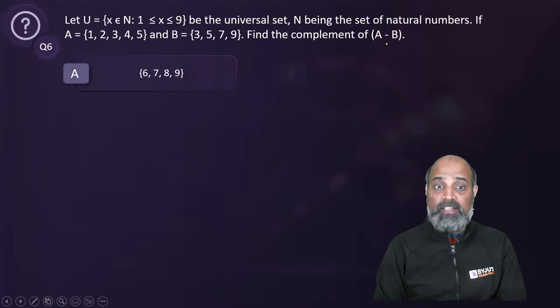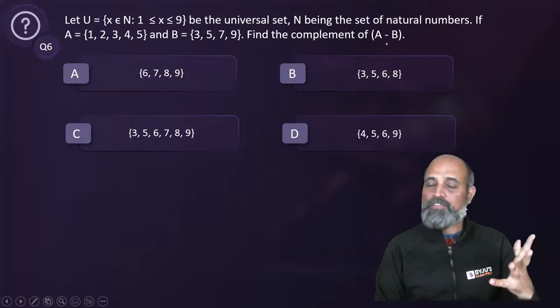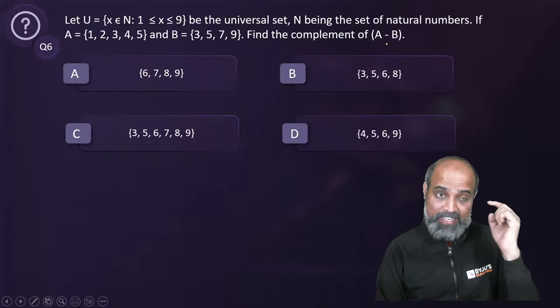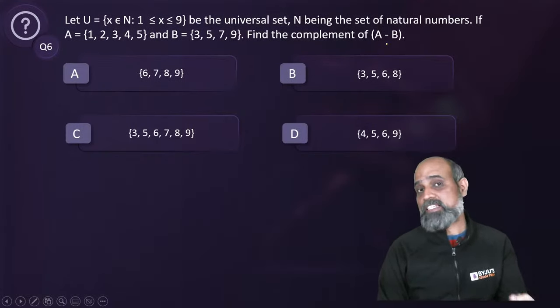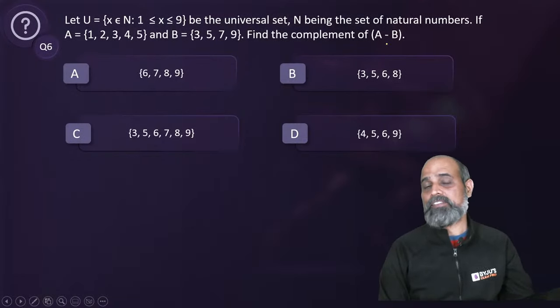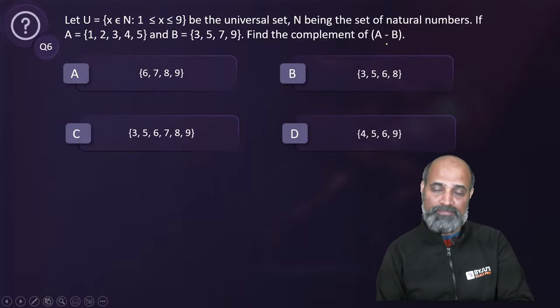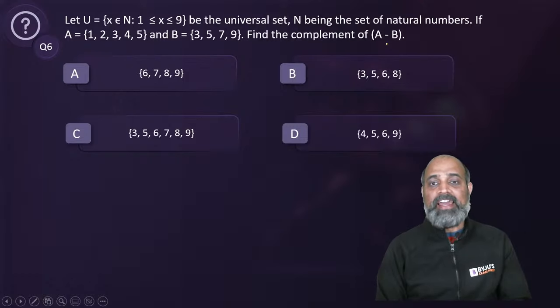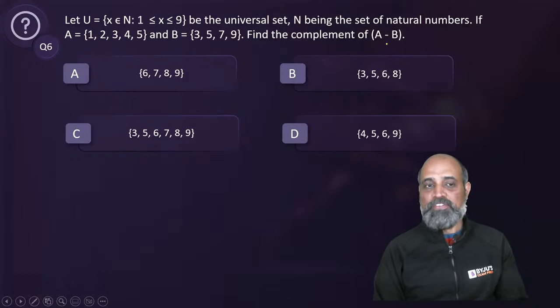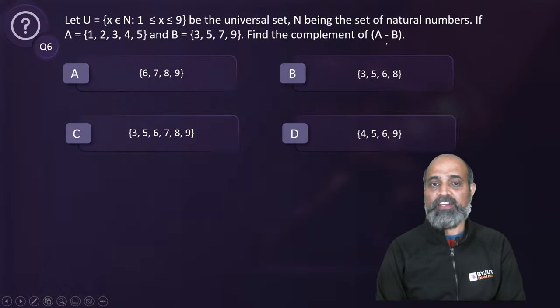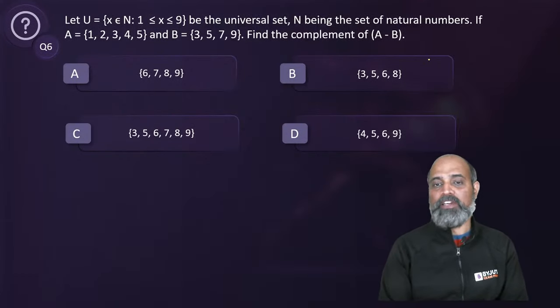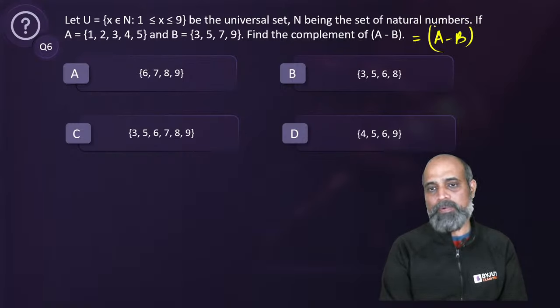Okay. Next one. Let the universal set be made up of x, where x is a natural number and x lies from 1 to 9. N being the set of all natural numbers, if A is equal to 1, 2, 3, 4, 5 and B is equal to 3, 5, 7, 9, find the complement of A minus B. Complement of A minus B would mean the complement of (A minus B).